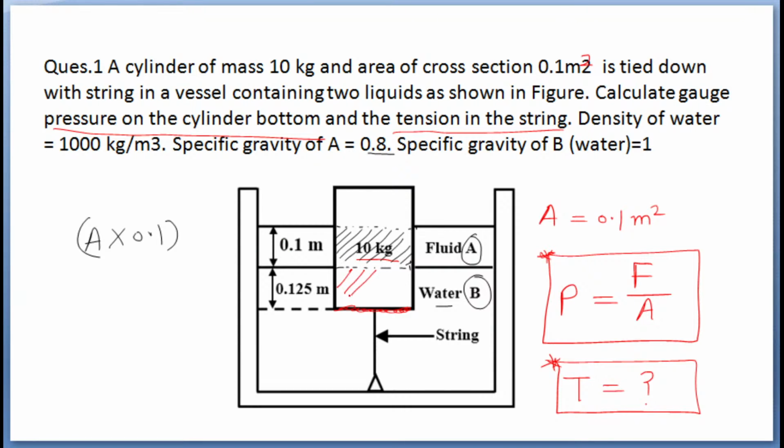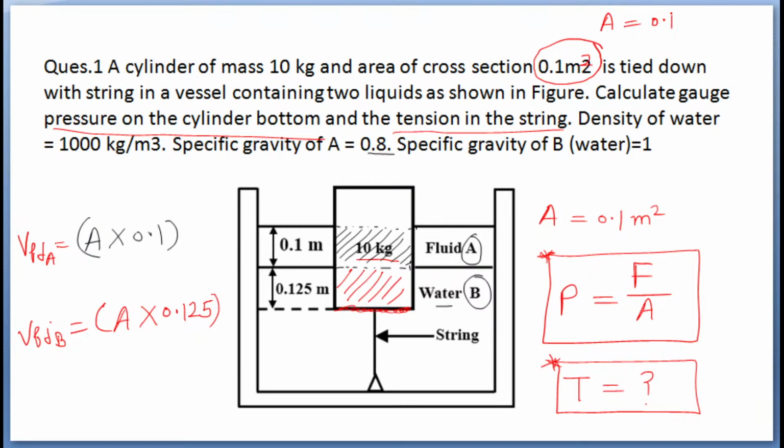this is my second. So this is area multiplied by this distance 0.125. This is the volume of fluid displaced by the second fluid, that is water. Okay, so this is the first volume of fluid displaced by A, and this is the volume of fluid displaced by B. Very good. Area I think is given in the question. Yes, beautiful. 0.1 meter square. Area is 0.1 meter square. Already given in the first line of the question. Very good.